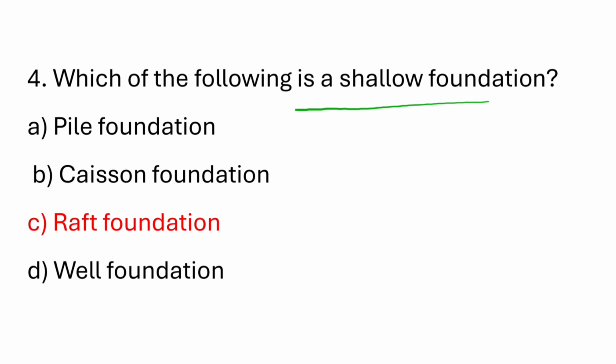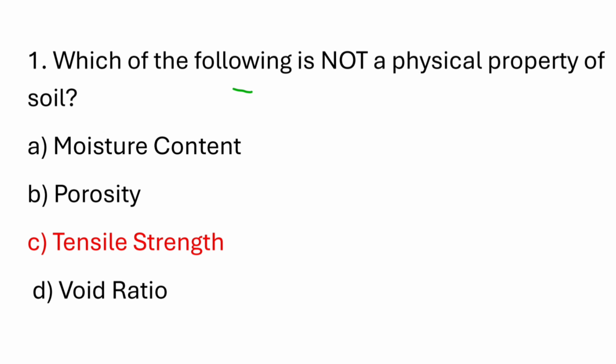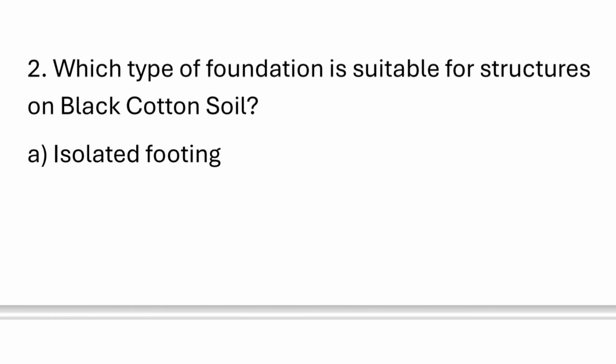Which of the following is a shallow foundation? Option C, raft foundation is the shallow foundation. Which construction tool is used to check the vertical alignment? Option B, plumb bob. Which of the following is not a physical property of soil? Option C, tensile strength is not a physical property of soil.